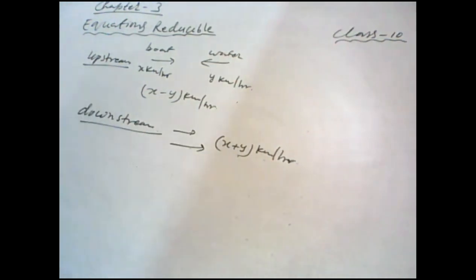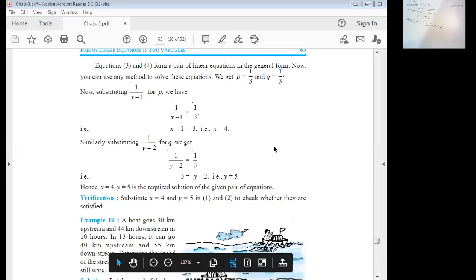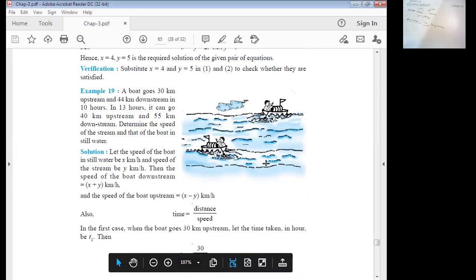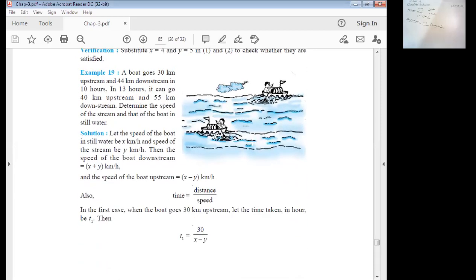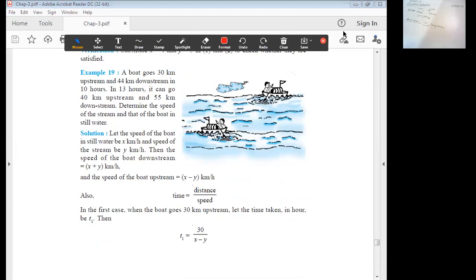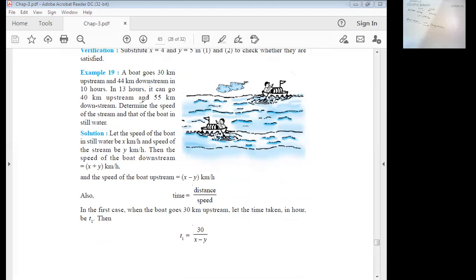So students, in example number 19, we use the concept of upstream and downstream. So please read the example carefully. Here, a boat goes 30 kilometer upstream and 44 kilometer downstream in 10 hours. Right? That is the first condition. And in the second condition, in 13 hours, it can go 40 kilometer upstream and 55 kilometer downstream. Determine the speed of stream.